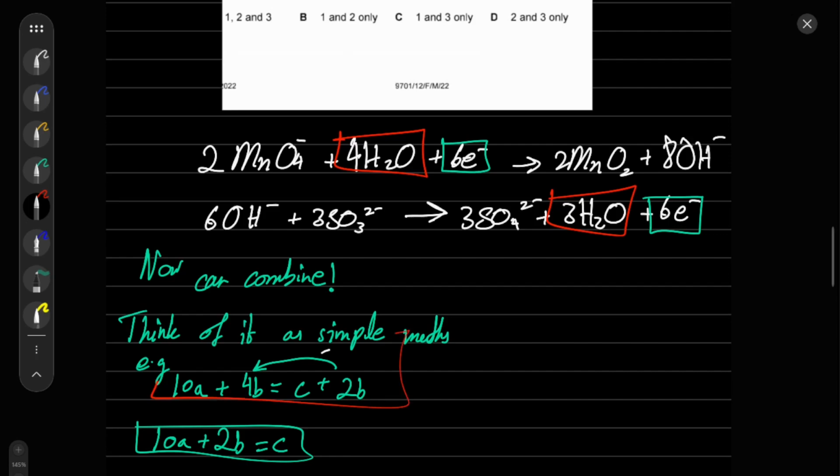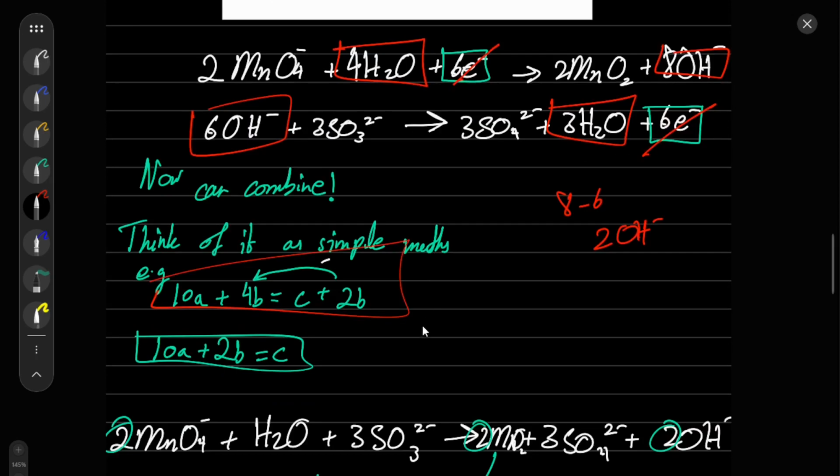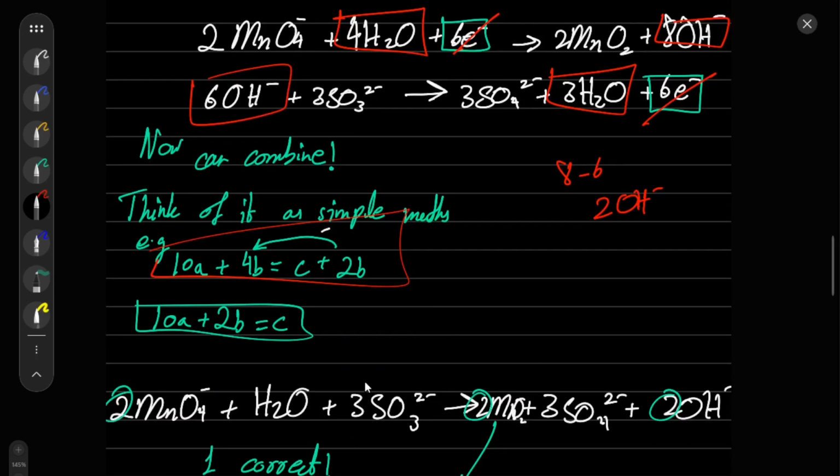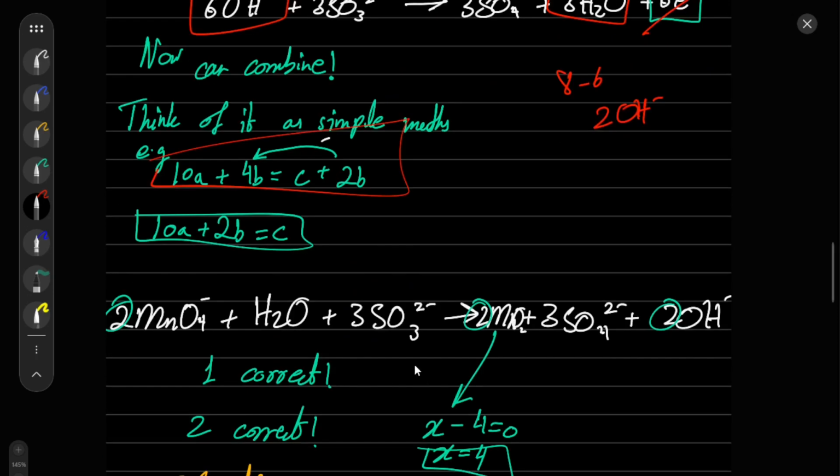Nothing to be afraid of. This is what I'm trying to indicate. This is not supposed to be something scary to you, it's just normal mathematics, and that way you can figure it out for this as well. What will happen? It will have just 8 minus 6, that will be 2OH negative on the right hand side. So if I were to combine them together, the electrons will cancel out because they're balanced, and you're gonna have an overall equation like so.